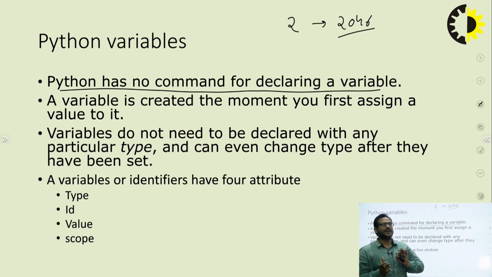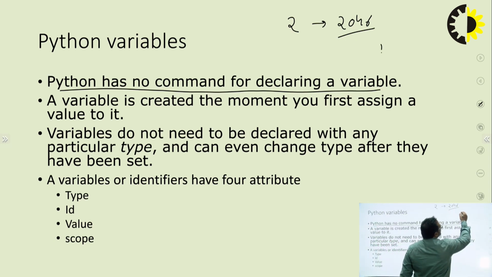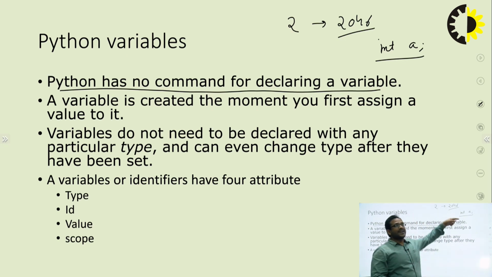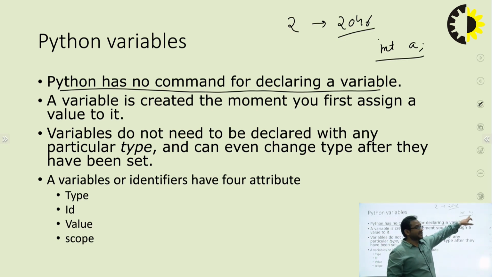of data only, right? Suppose, for example, in the C language, if you want to declare a variable with the integer type, you have to create it like this. So we are giving a command here. A is a variable which stores some value. What kind of value? Integer value. It can store only the integer value.